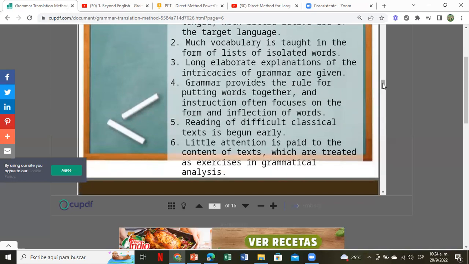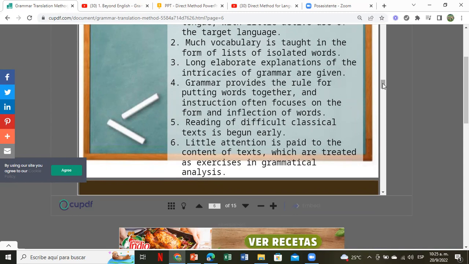Number 5. Reading of difficult classical text is begun early. Be careful with that. Okay guys, so you're teaching 5th grade. So you're going to translate, you're going to give us your interpretation about La Iliada, Don Quixote de la Mancha. No, be careful with the text. You have to apply it according to their levels.